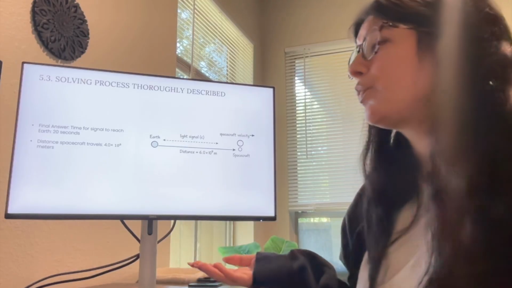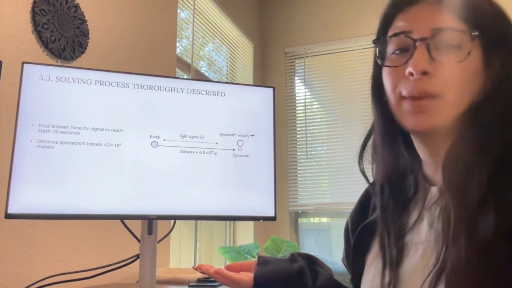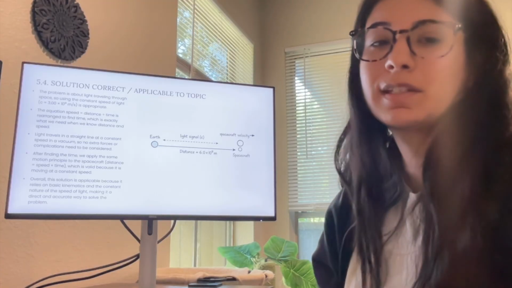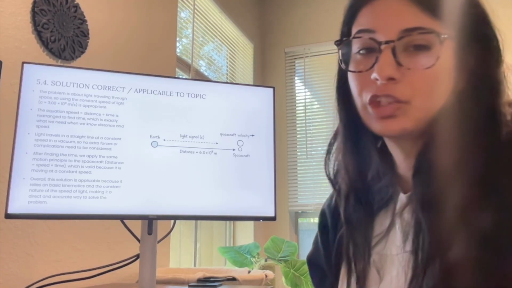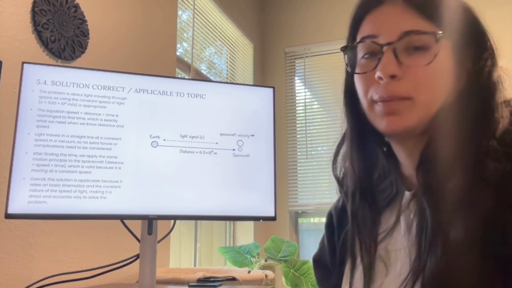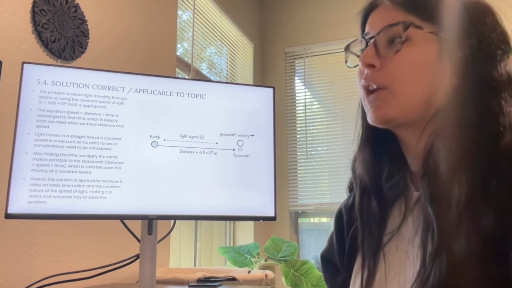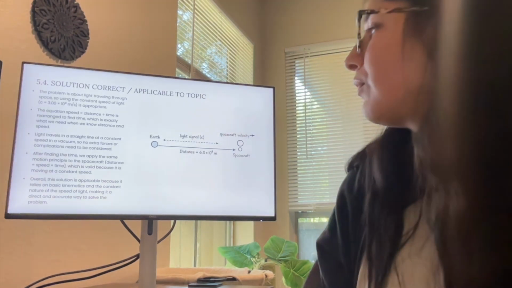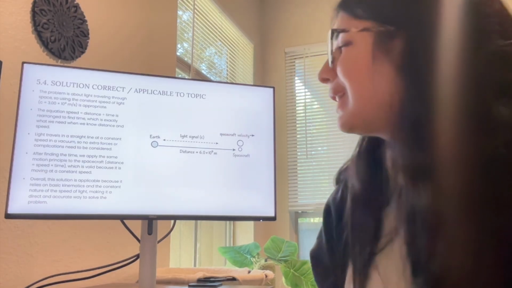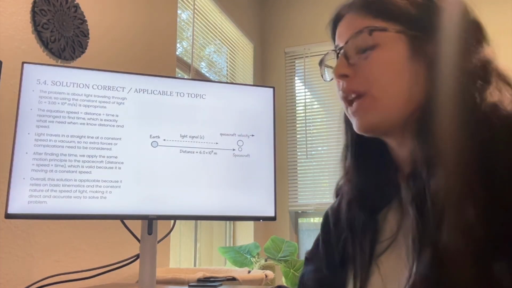So the time for signal to reach Earth is 20 seconds, and the distance the spacecraft travels is 4 times 10 to the 8th meters. This solution works because it uses the constant speed of light, which does not change in a vacuum. The formulas we use are basic physics equations that apply to constant motion. Since both the light and spacecraft follow these rules, the answer is accurate. So overall, the solution is applicable because it relies on basic kinematics and the constant nature of the speed of light, making it a direct and accurate way to solve the problem.